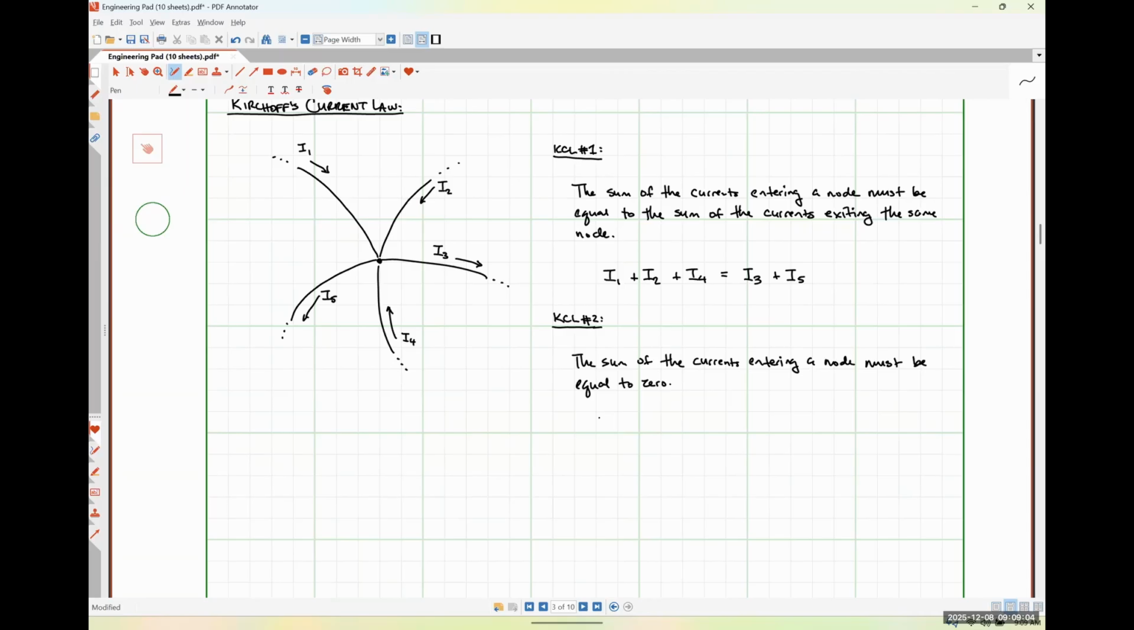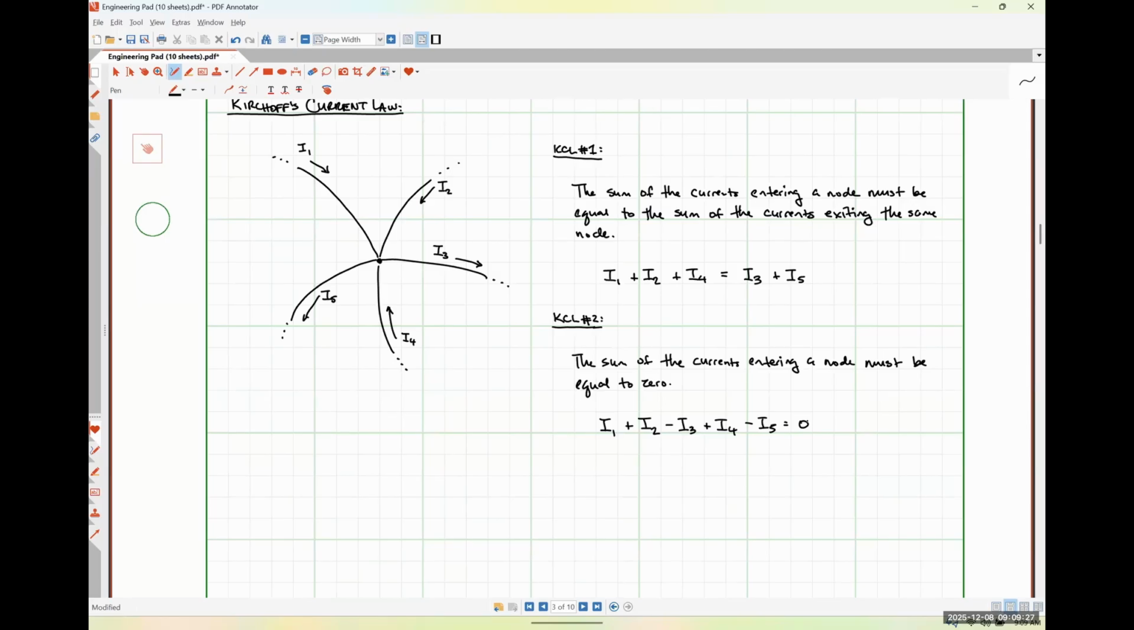So that would look like, so I1 is entering, so it gets a plus sign. I2 is entering, so it gets a plus sign. I3 is exiting, so it gets a minus sign. I4 is entering, so it gets a plus sign. And lastly, I5 is exiting, so it gets a minus sign.